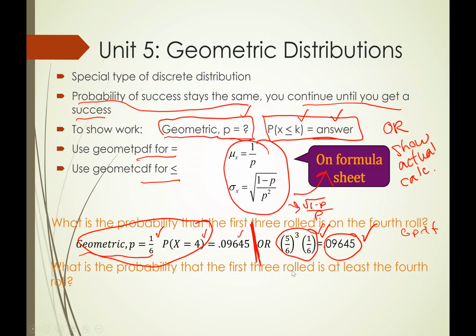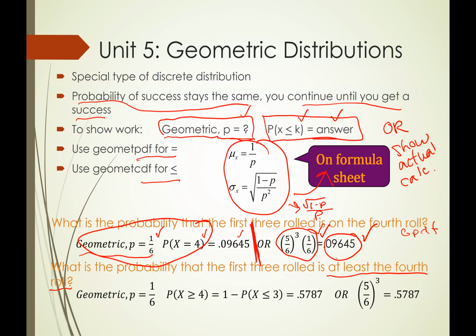What is the probability the first 3 rolled is at least the 4th roll? So that means, again, it's geometric, p equals 1 out of 6. But now I want x to be greater than or equal to 4. So that's 4, 5, 6, all the way to infinity. Instead of doing that, I'm going to do 1 minus the probability x is less than or equal to 3, because that's what my calculator can handle.